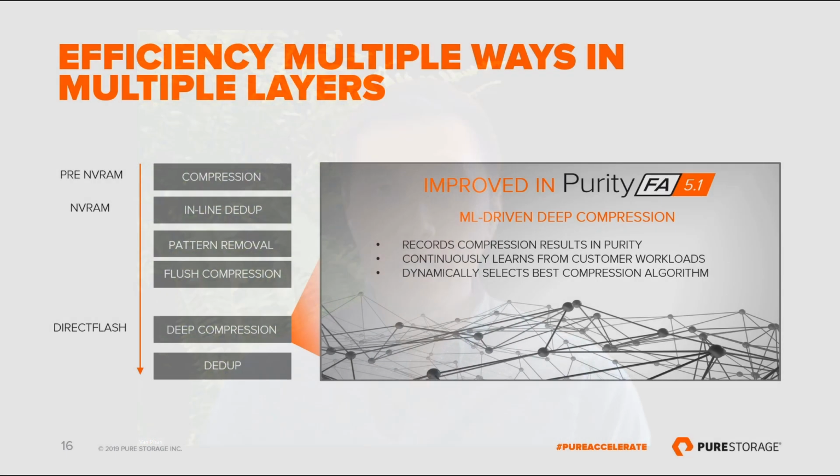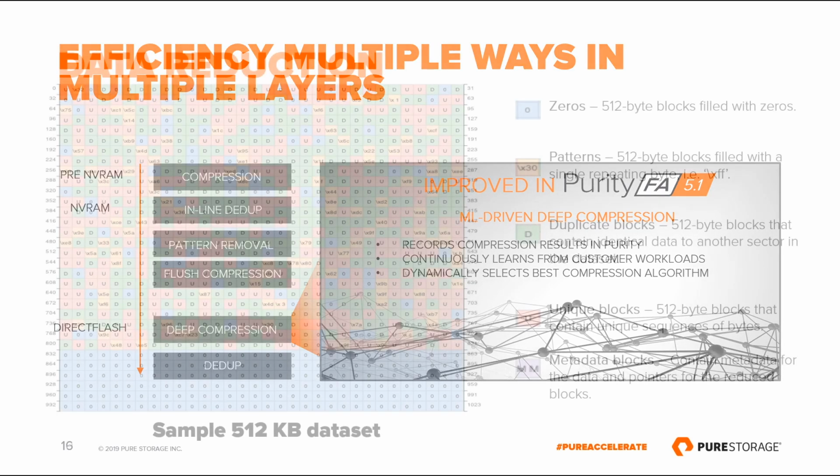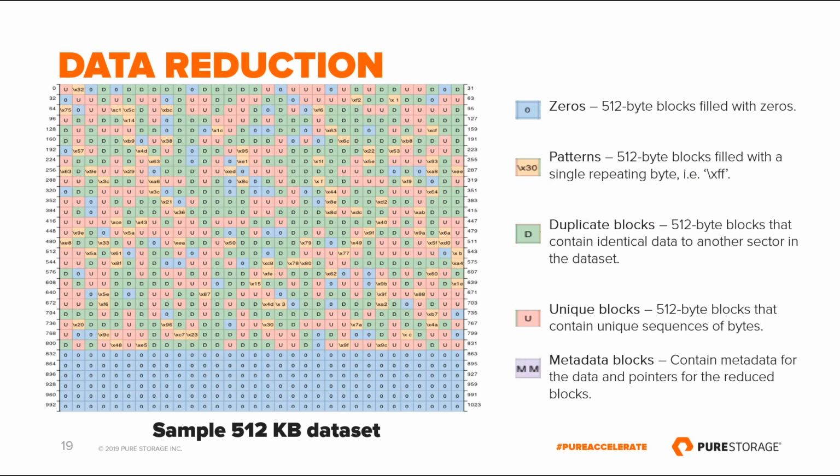Sure, Steve. Data reduction has been a key differentiator for Pure from day one. We don't just do a simple pass to dedupe and compress the data at one time. We actually perform data reduction at multiple different layers, and that includes inline compression, inline dedupe, pattern removal, deep compression, and deep dedupe. By the way, we have 4 compression algorithms which are dynamically driven by our AI and machine learning technology. So let's take a look at an example here.